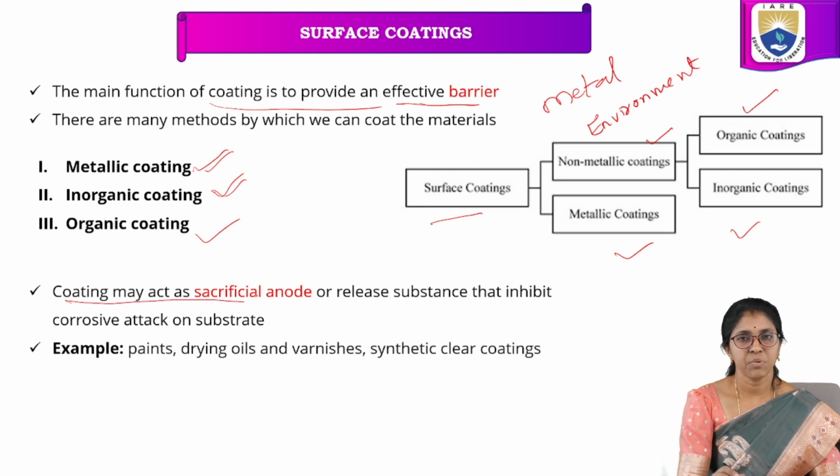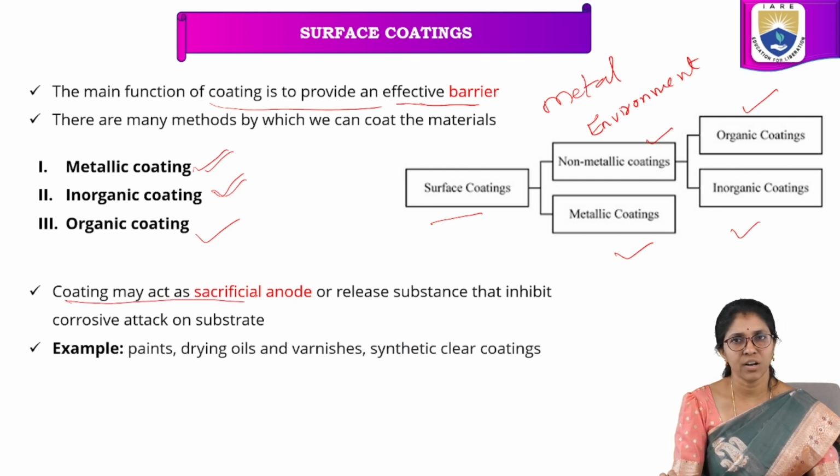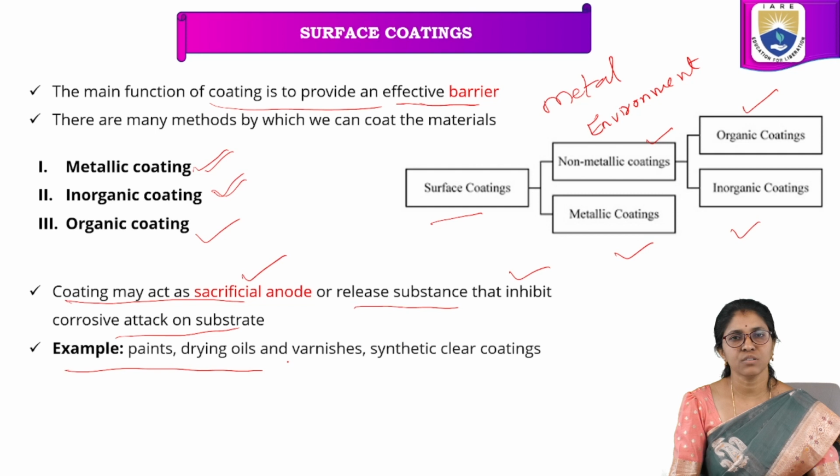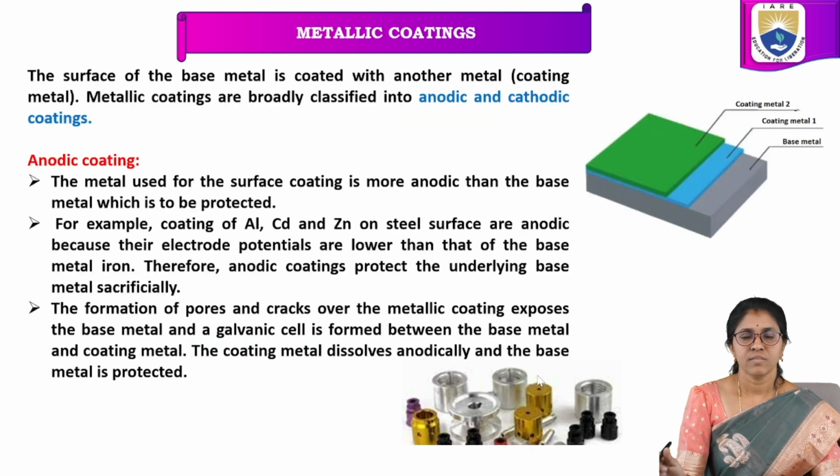The coating may act as a sacrificial anode, or it may release substances that inhibit corrosive attack on the substrate. So it may act as a sacrificial anode, otherwise it may be used as an inhibitor, which is used for the protection of metal. Examples of these surface coatings are paints, drying oils and varnishes, and synthetic clear coatings. The first topic is metallic coatings.